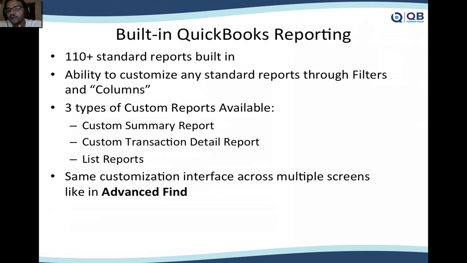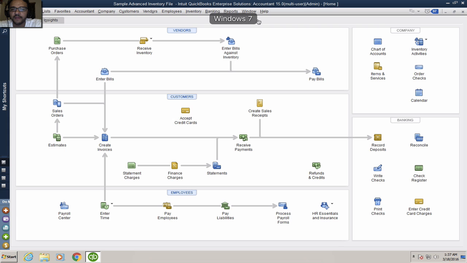Now, when we build a custom report from scratch, not necessarily pulling a standard report and customizing it, we're going to be working with three main custom reports. One is the custom summary, the other is the custom transaction detail, and the third is a list report. I'll show you an example of each one. What I like about the QuickBooks built-in reporting scheme is that the interface is common across multiple screens. For example, if I do an advanced find, I will use the same filtering system as I do with custom reporting. So let me show you what I mean by all that.